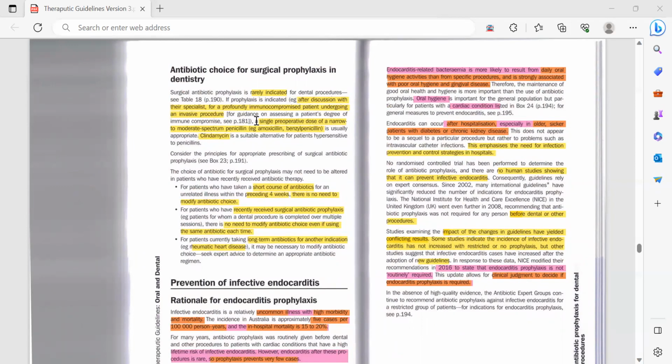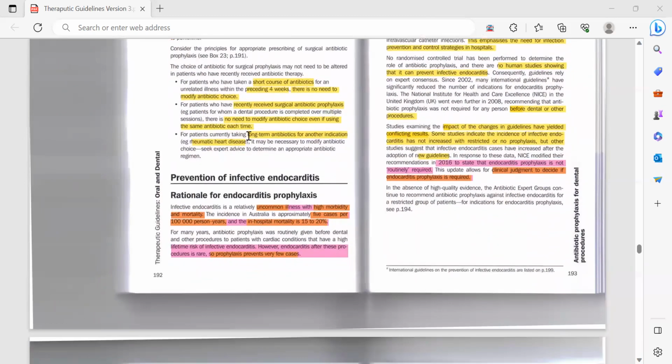Okay, so for the normal patient, you can prescribe them either amoxicillin or benzyl penicillin. But if he is allergic to penicillin, then clindamycin would be a better alternative. Okay, but it is very rarely indicated, and only consider prescribing surgical antibiotic prophylaxis in patients who are profoundly immunocompromised and discuss with their specialist.